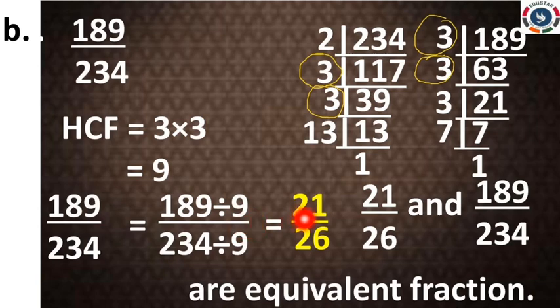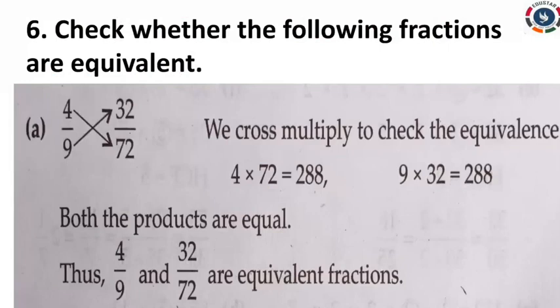You will get the answer 21 by 26. So 21 by 26 and 189 divided by 234 are equivalent fractions. Number 6. Check whether the following fractions are equivalent.